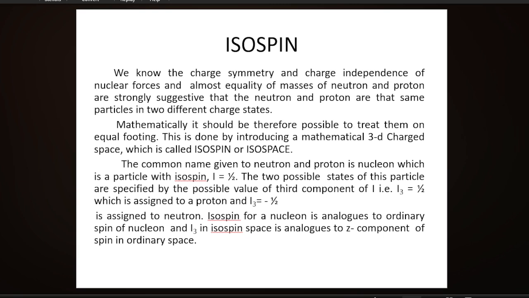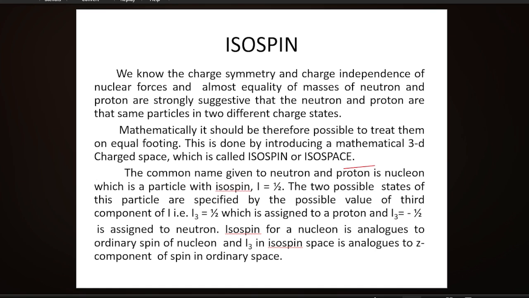The common name given to neutron and proton is nucleon, which is a particle with isospin half. The two possible states of this particle are specified by the possible values of the third component I3, that is half, which is assigned to proton, and negative half assigned to neutron. This is basically the projection of isospin. We denote it by I3 or IZ.